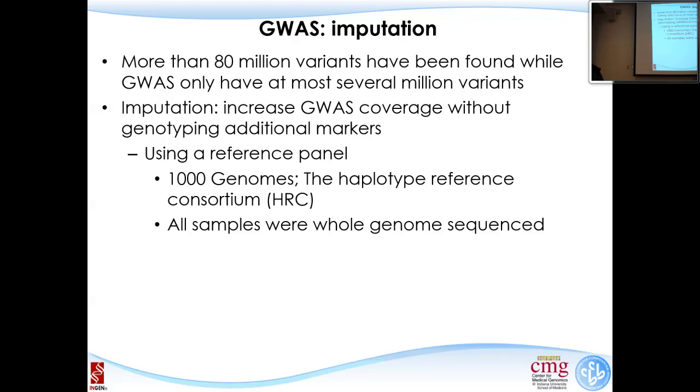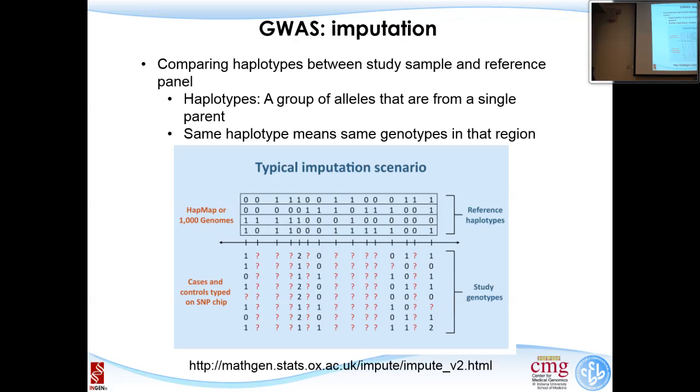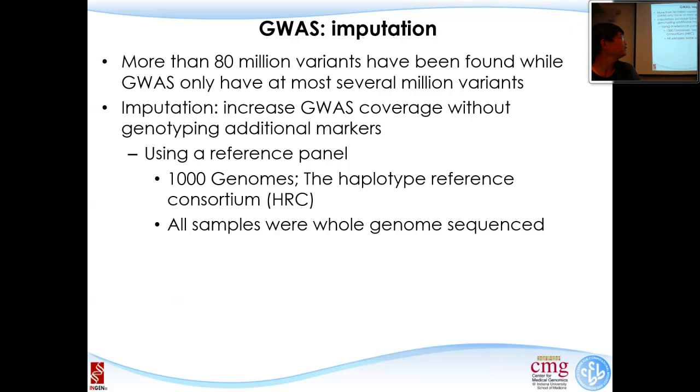All these samples are whole genome sequenced. That means we know the genotype at every locus. How many samples are in HRC? 65,000 right now. They're all whole genome sequenced? Yes. They just combine the 1,000 Genomes or whatever available whole genome sequence data together. Okay.